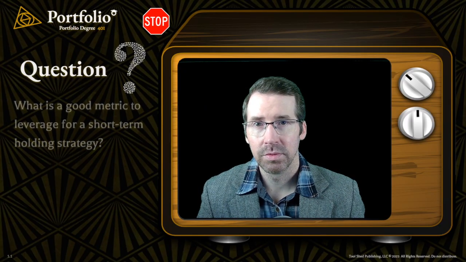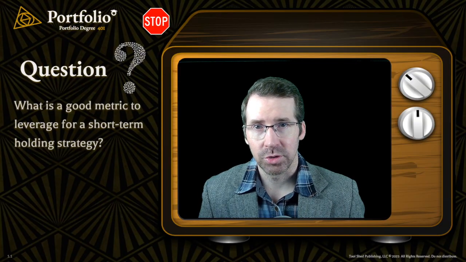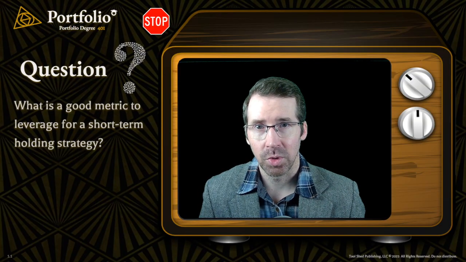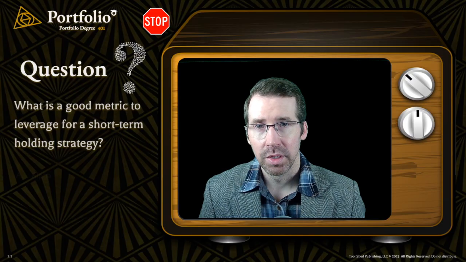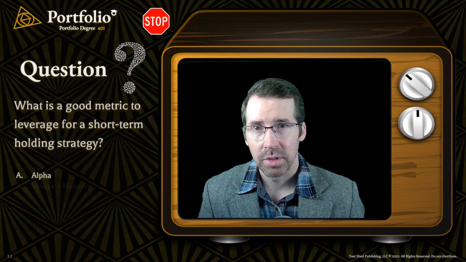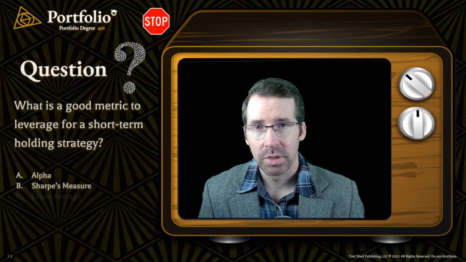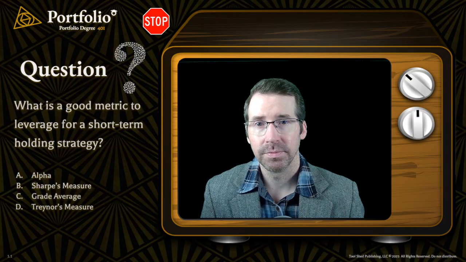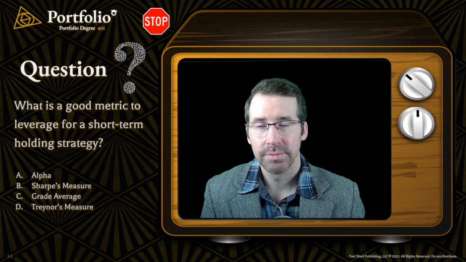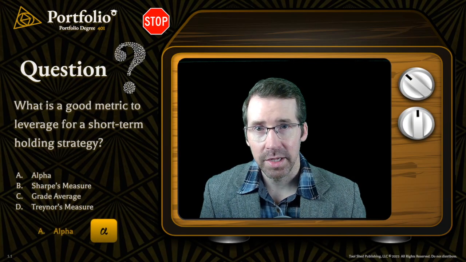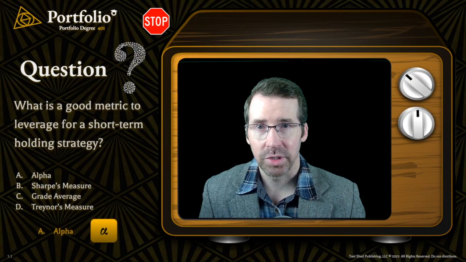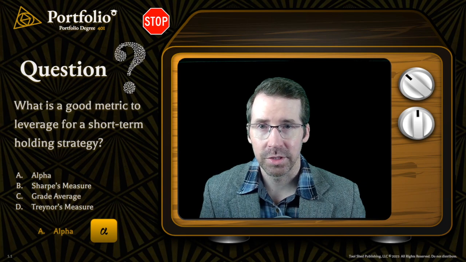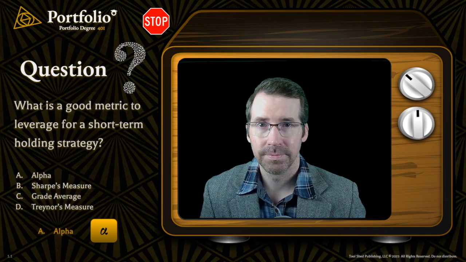All right, it's time for our first question for this lesson. So what is a good metric to leverage for a short-term holding strategy? Is it A, alpha, B, Sharpe's measure, C, the grade average, or D, Treynor's measure? The answer is A, alpha. Treynor's measure can also be a good one, but alpha is more commonly used.